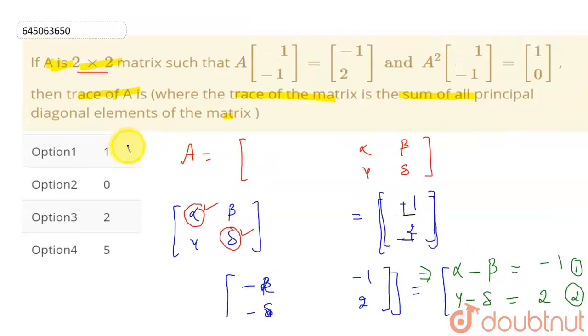So option 1 will be correct. The trace of this matrix A, which is alpha plus delta, comes out to be minus 1 plus 2, which is 1. So hope you understand. Thank you.